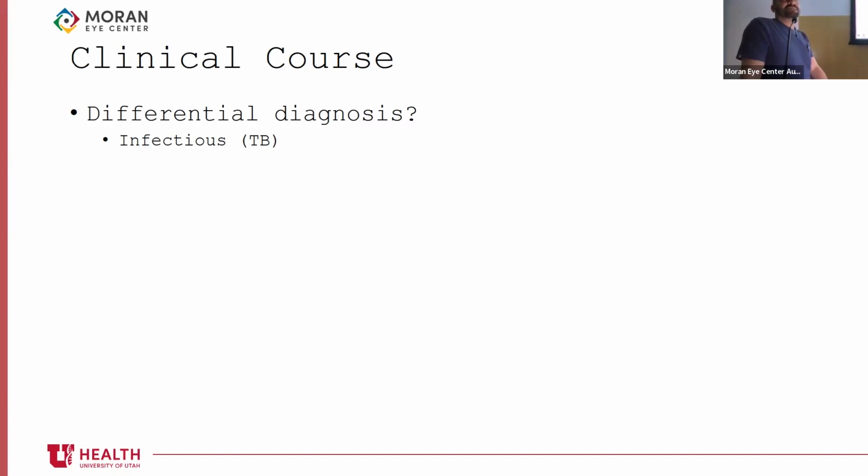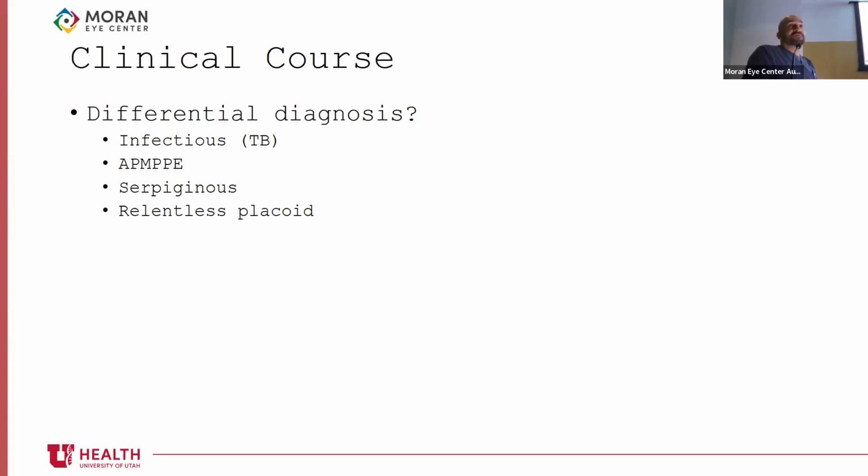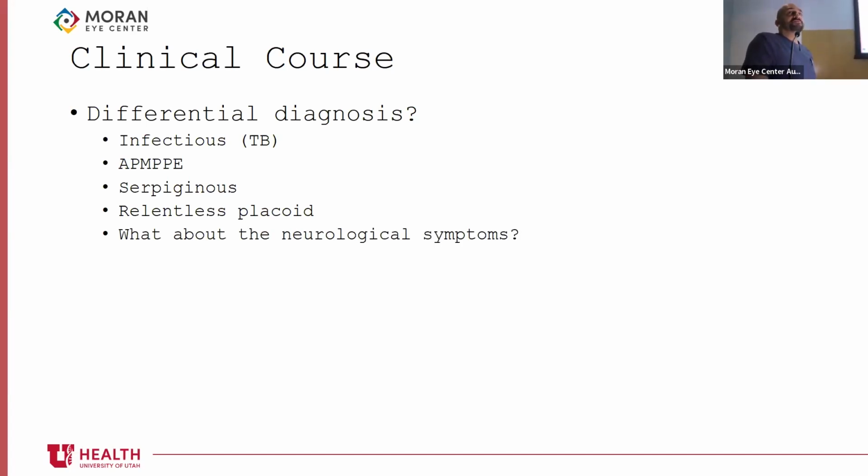Yeah, certainly. So it could very well be ampiginous or otherwise relentless placoid. But what about the neurological symptoms? Would you do anything more? Yeah, so you want to get head imaging because there's an association with cerebral vasculitis.